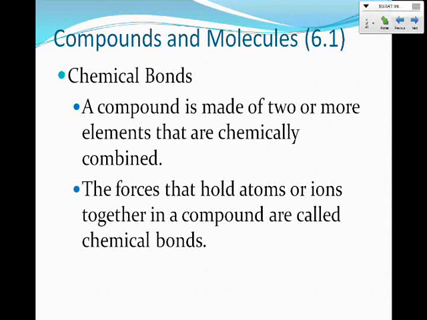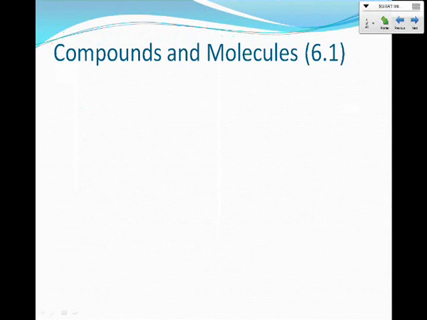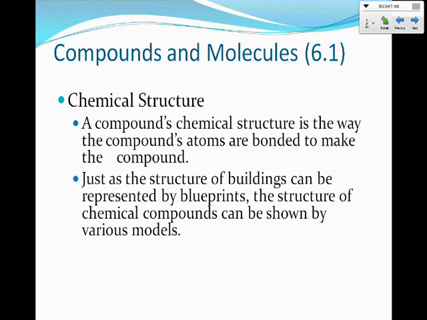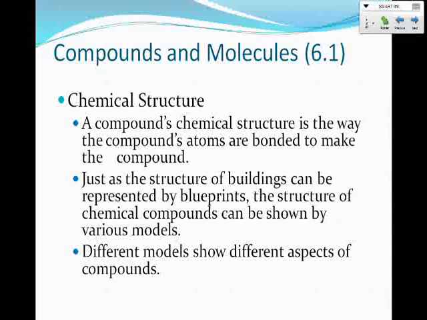Now, once you have a lot of chemical bonds throughout a compound, you then have a chemical structure. And so different compounds have different chemical structures. A compound's chemical structure is the way the compound's atoms are bonded together. And just like the structure of buildings can be represented by blueprints, like an architect draws it all on blueprints before we actually see the structure of the building, the structure of chemical compounds can also be shown by models.